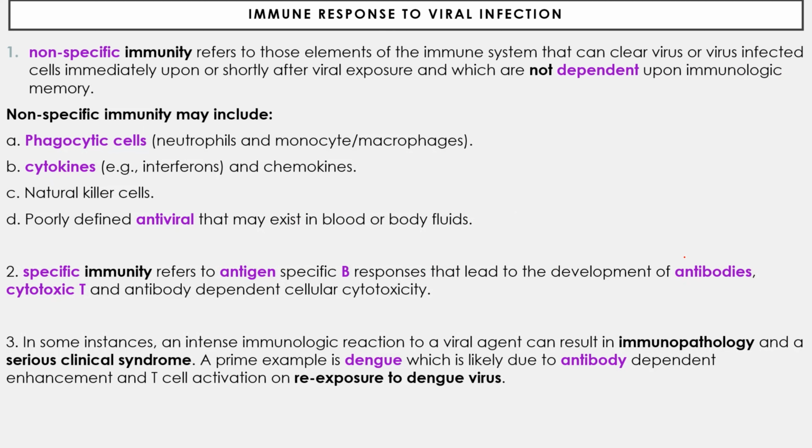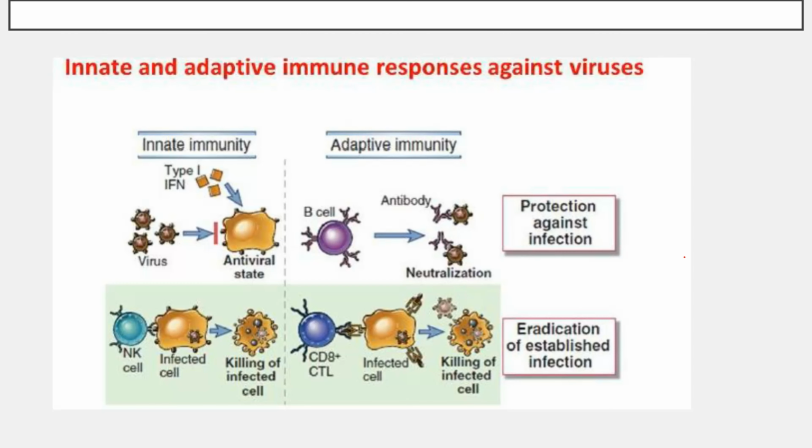Then we have your specific immunity. So this refers to antigen-specific B responses that lead to the development of antibodies, cytotoxic T cell, and antibody-dependent cellular cytotoxicity, or your ADCC. In some instances, class, an intense immunologic reaction to a viral agent can result in immunopathology and a serious clinical syndrome. A prime example is dengue, which is likely due to antibody dependent enhancement and T cell activation on re-exposure to dengue virus. So, these are some examples of your innate and adaptive immunity.